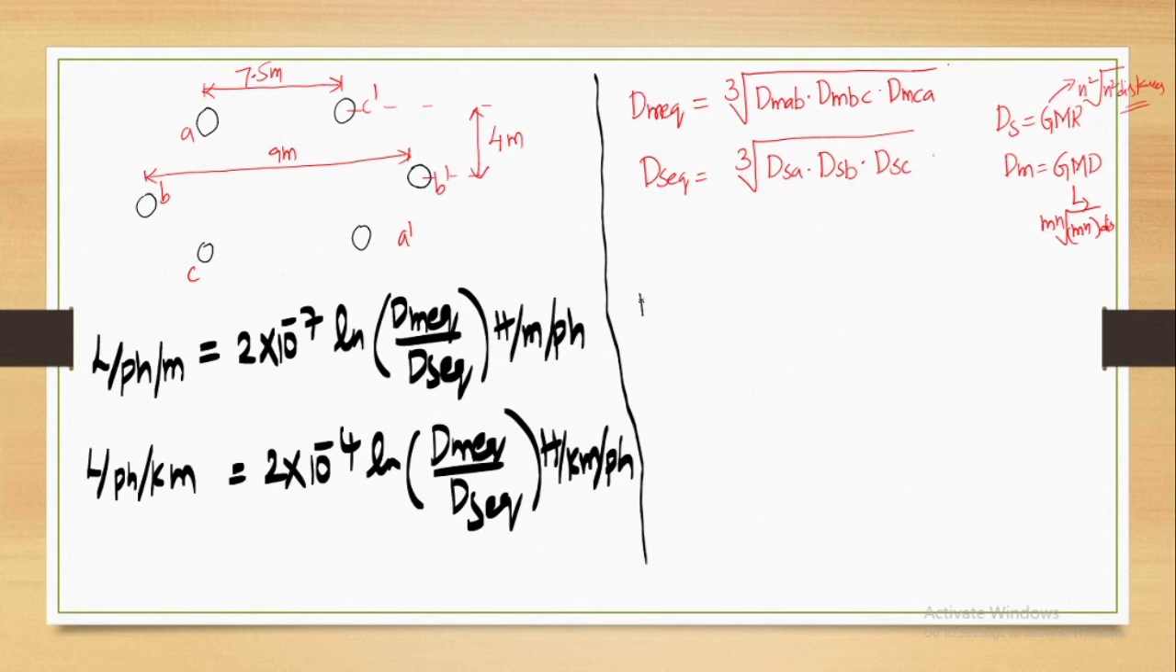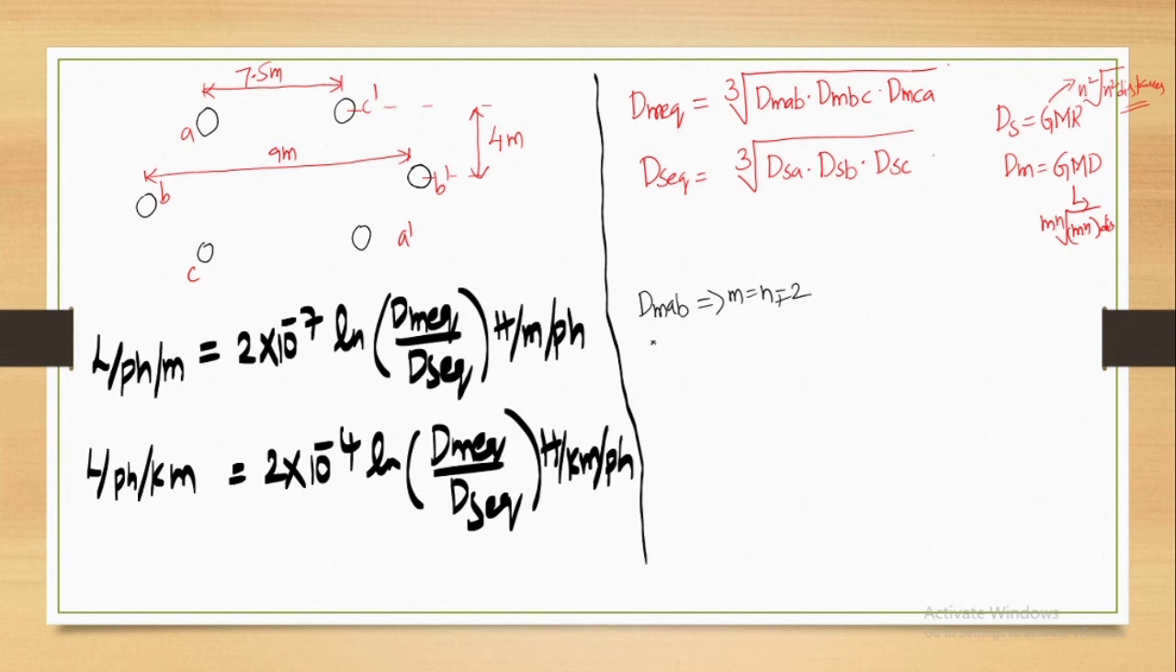So first find DMAB. A phase has how many conductors? 2 conductors, A and A dash. B phase has how many conductors? 2 conductors, B and B dash. So for the geometric mean distance between A and B, m is 2, n is also 2, m is equal to n is equal to 2.